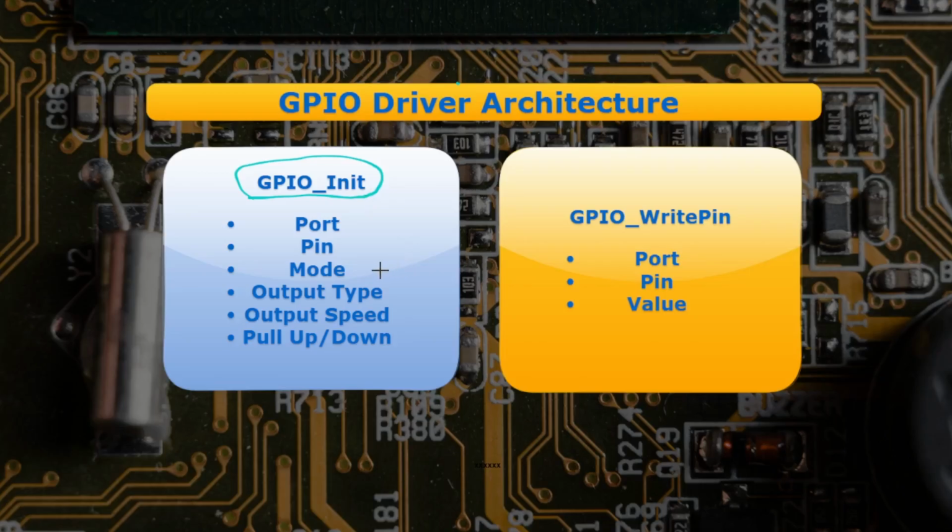This function is going to set up the mode. We'll set up the output type, output speed, and pull up or pull down. Once these are set up, then we can go ahead and call this function here, which will write to a given pin the value that we want to put. And value will either be 1 for high, 0 for low.